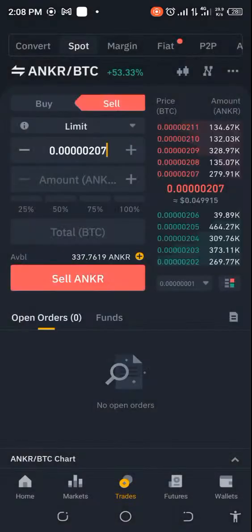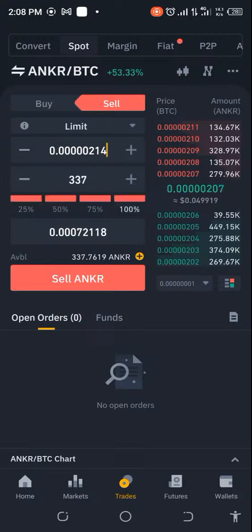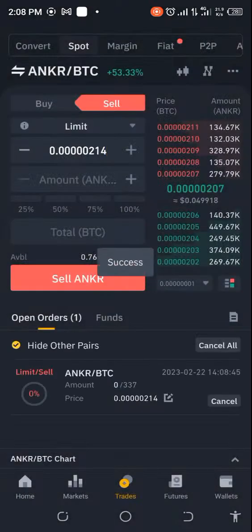Okay, so let's go back and do this. Take this to 2113. No, let's make it 2114. Put everything there, and then we'll place our sell. Okay, so we're currently in queue. Let's see how long this will take, and we'll be back shortly. See you soon.